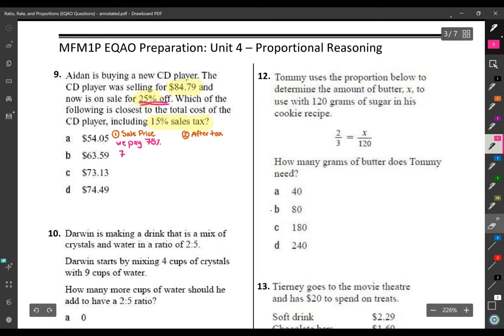where I have 75 over 100. Remember, percent is just a ratio where the second number is 100. And I want to know what is 75% of the original price, $84.79. So now I just need to solve the proportion for x. And we know that to solve the proportion, I'm going to have to multiply both sides by 84.79. Okay, that gives me a sale price of $69.59.